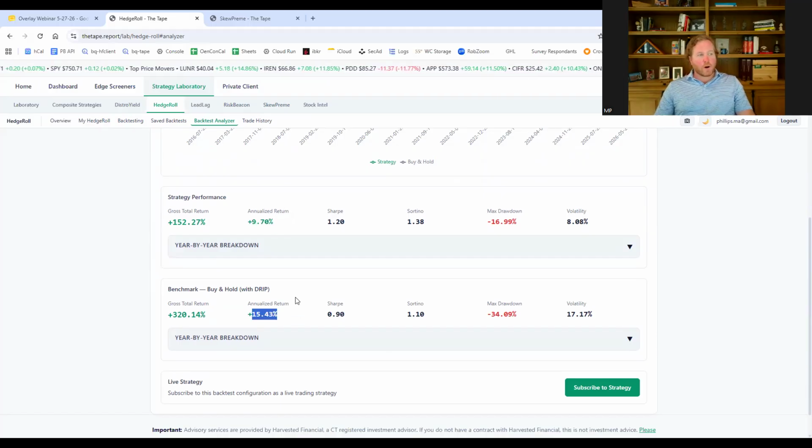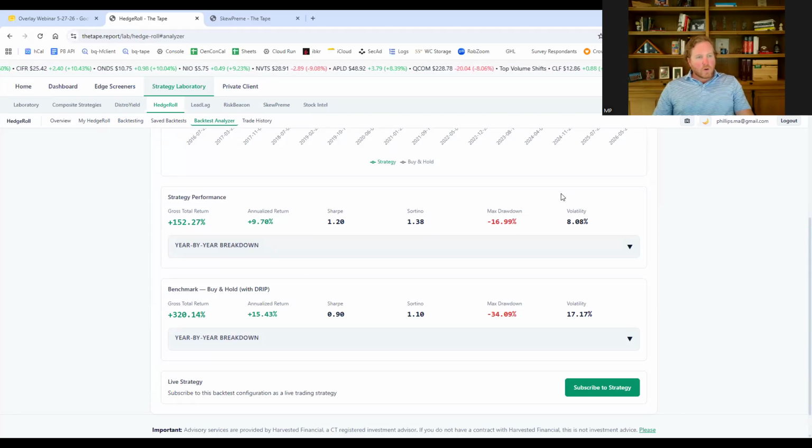15% on the other hand for the buy and hold S&P. And that's with dividend reinvestment, by the way. So we assume fractional shares, sort of the most aggressive compounding within SPY. So that's an annualized return of 15%. So we're roughly two-thirds, slightly less than two-thirds of the return.